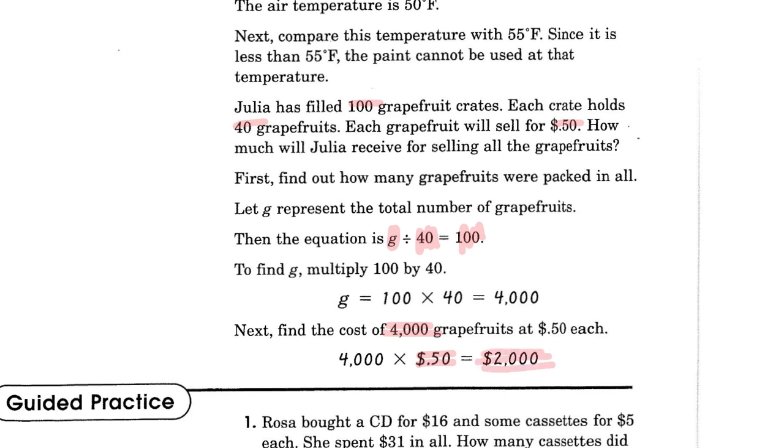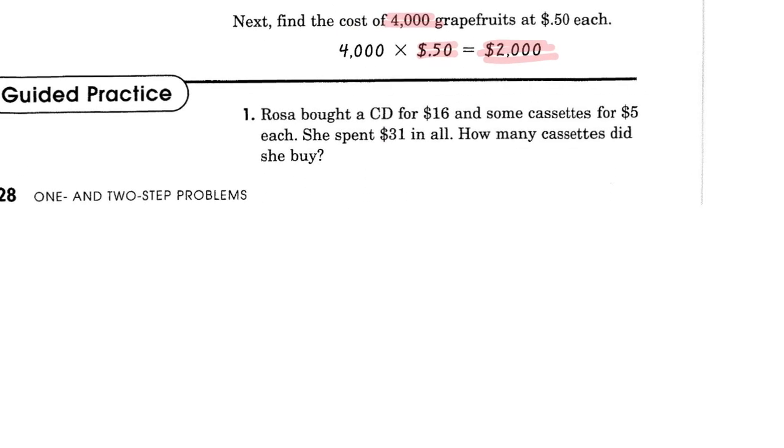So these are just going to be some two-step equations. Now, it says, here's the information that we've gotten. It goes over to the next slide. Rosa bought a CD for $16 and some cassettes for $5. She spent $31 in total. How many cassettes did she buy?